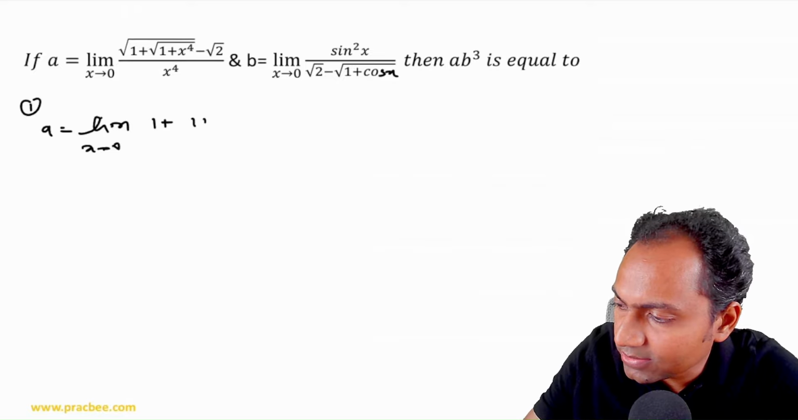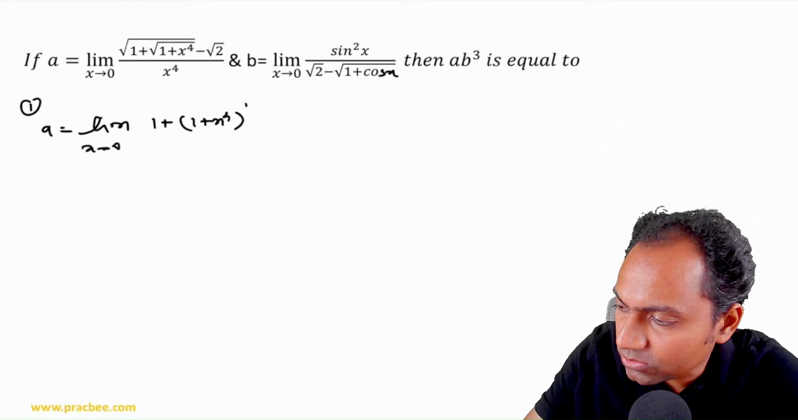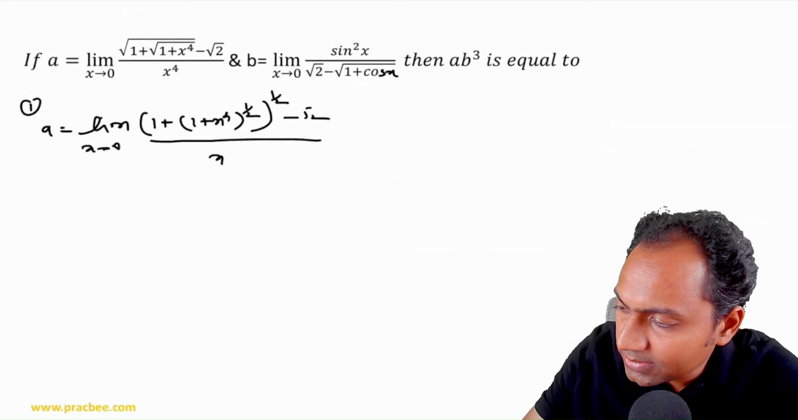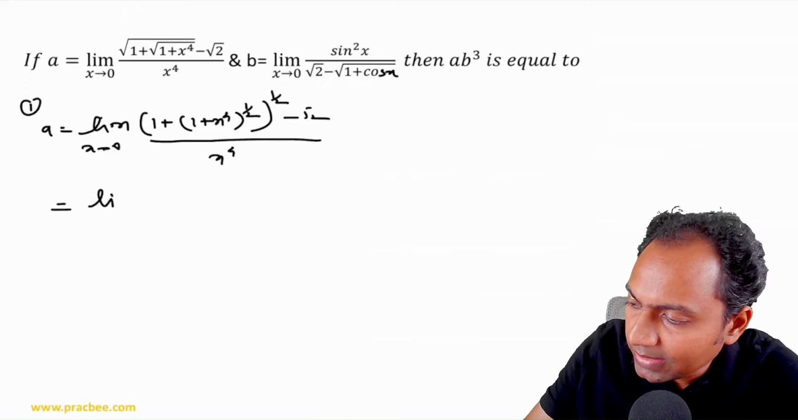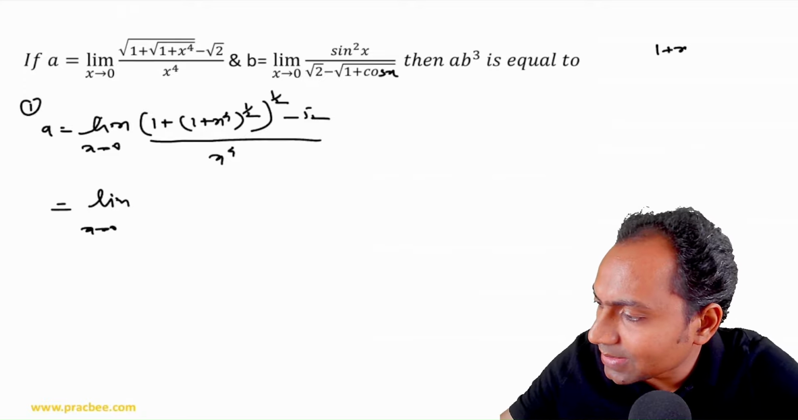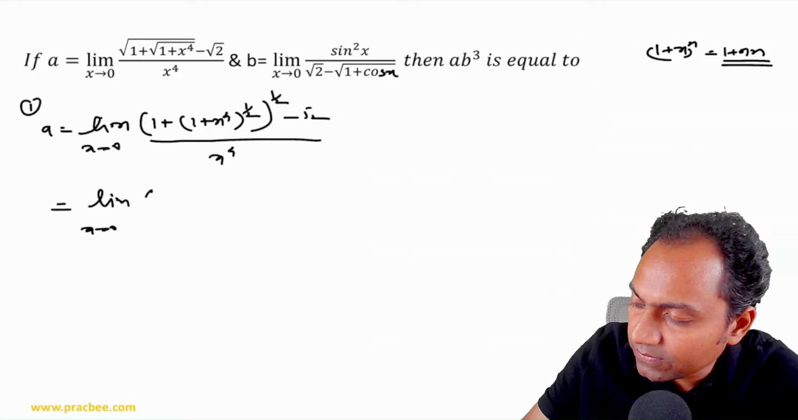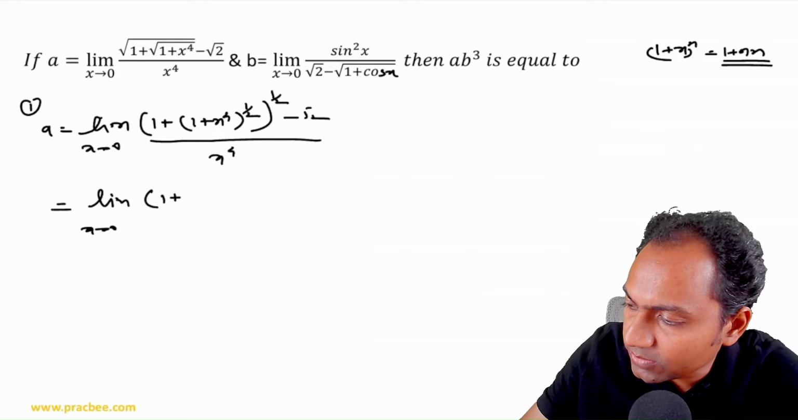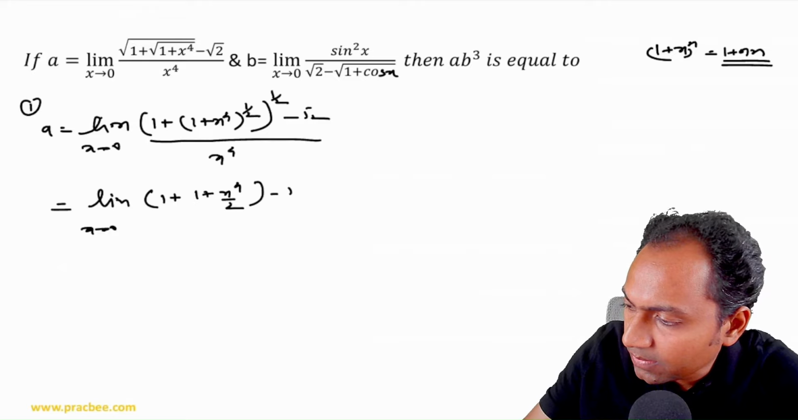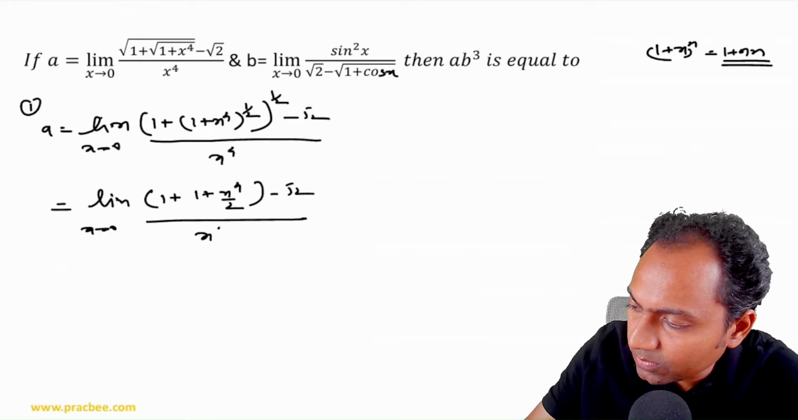So we can write this as 1 plus x raised to the power 1 by 2, raised to the power 1 by 2, minus root 2 by x raised to the power 4. And since in the case of 1 plus x raised to the power n, we can write it as 1 plus nx, we can use this result in the first part in the numerator, and this becomes nothing but 1 plus x raised to the power 4 by 2, minus root 2 by x raised to the power 4.